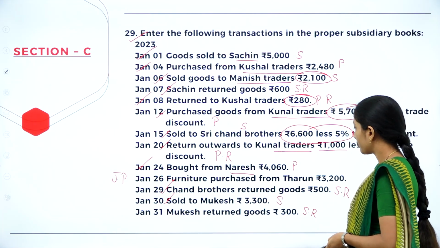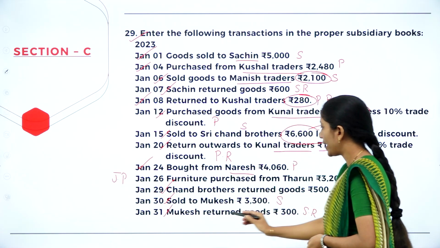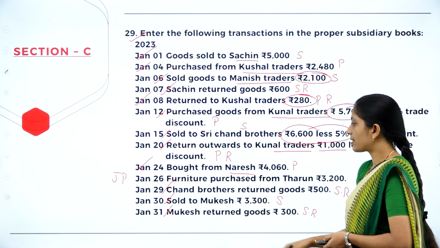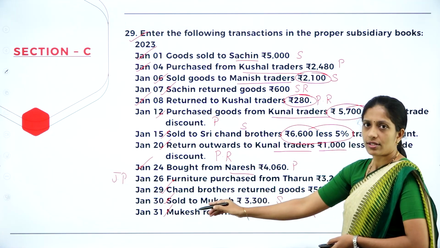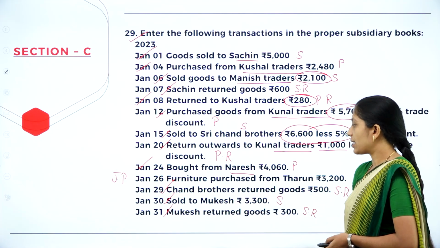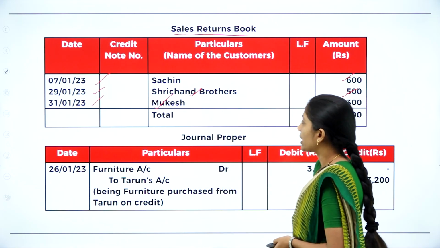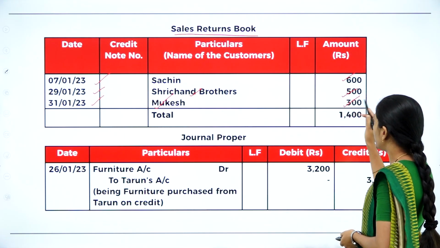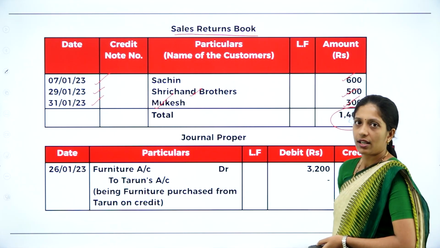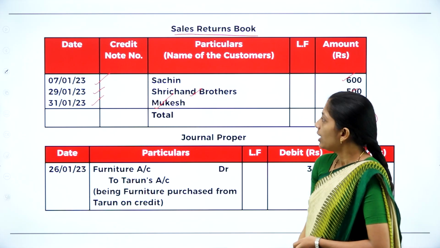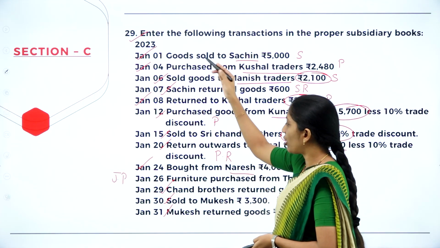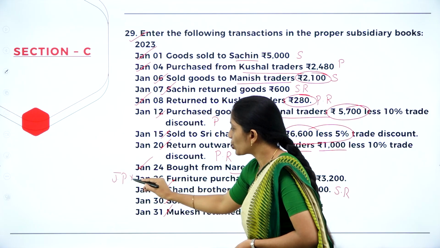Next, we have the last transaction, Mukesh returned goods, that is also a sales return. So I'll write the date, January 31st, and the name of the customer is Mukesh and the amount is 300. Now we will total, the total of sales return book is 1,400. Now if you see here, we have recorded all the transactions except this one.